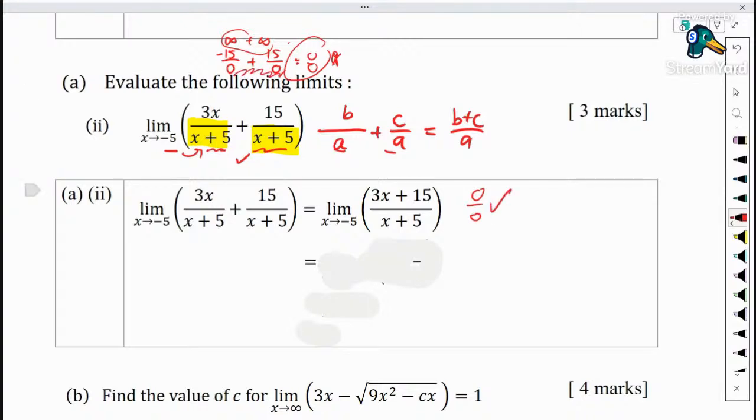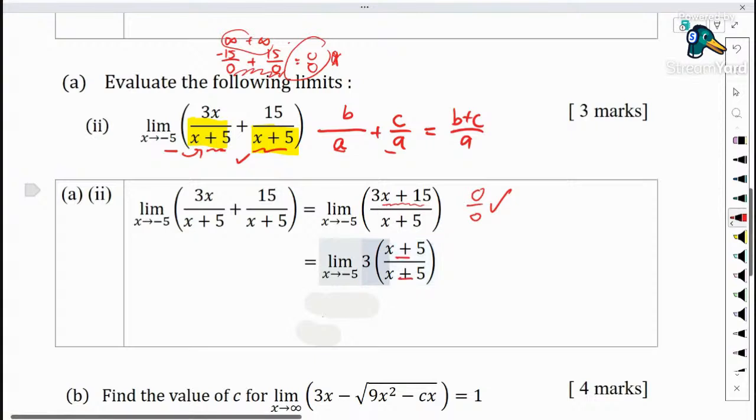If I refer to this situation, 0 over 0, the strategy to solve is that we need to find the factor that creates 0, then we cancel it, since it is the same factor top and bottom. So in this case, if you try to factorize the top terms, we factorize the 3, and I will have x plus 5 over x plus 5.